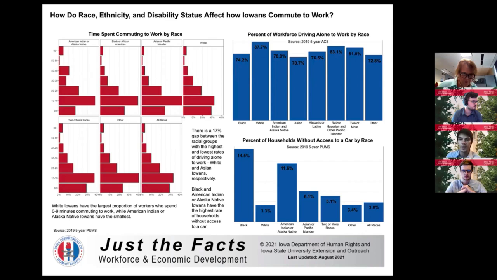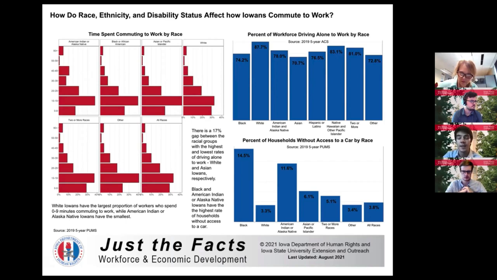So that's a very small band of time, as opposed to other groups, which, as you can see, for example, many more American Indian or Alaska Native Iowans have the smallest proportion that are commuting within that very short window. We can see as well that white Iowans have the greatest percent of the workforce that's driving alone to work, whereas some groups have a much lower share.